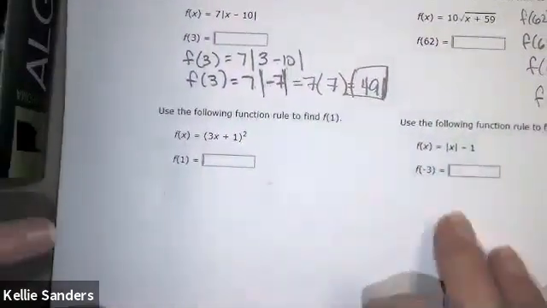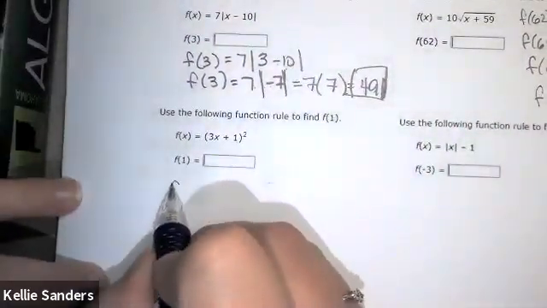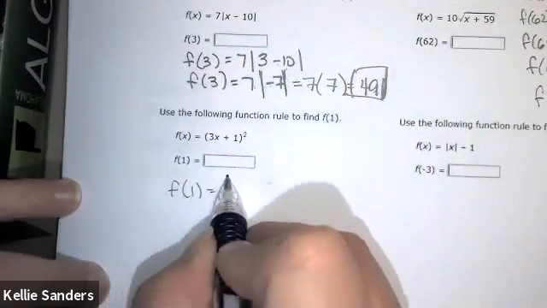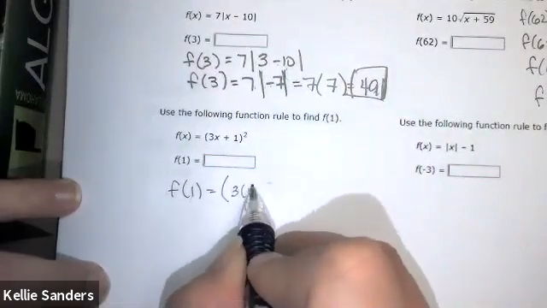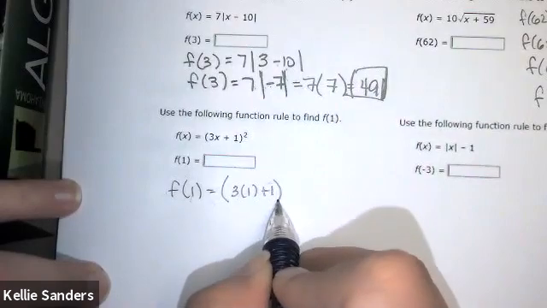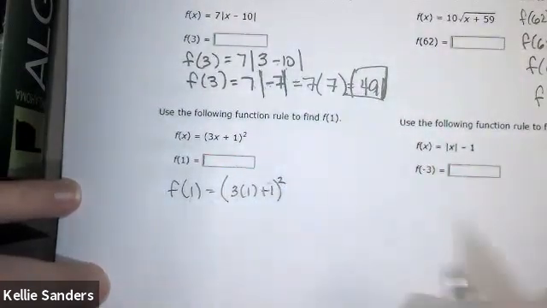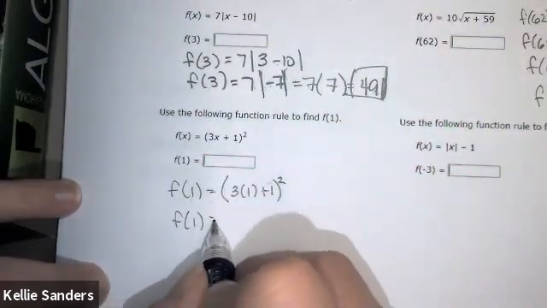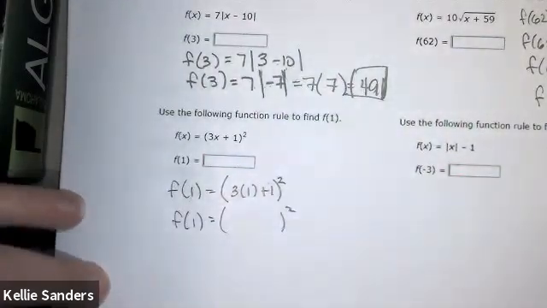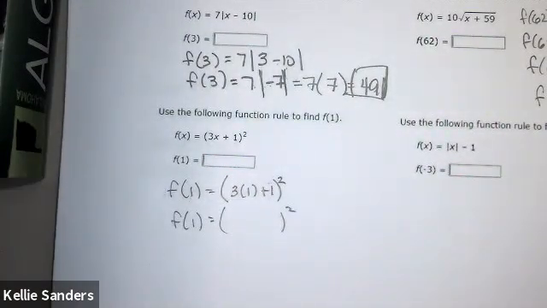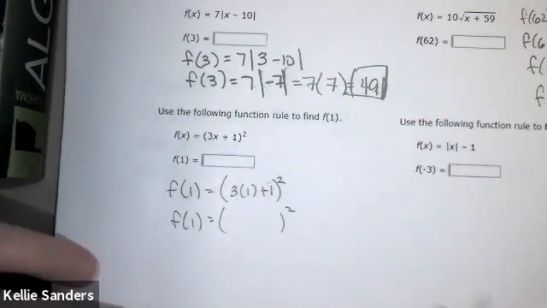All right, here we go. So f of 1 equals 3 times 1 plus 1, and then we're going to square it. We're going to square last because we've always worked from the inside out. The 2 is on the very outside. So we have to do what's on the inside first.